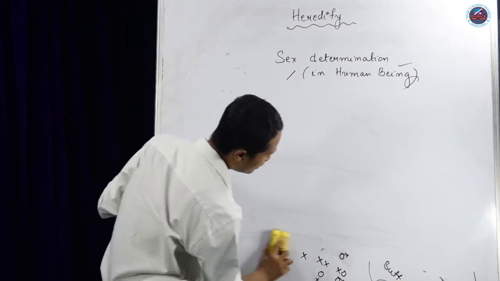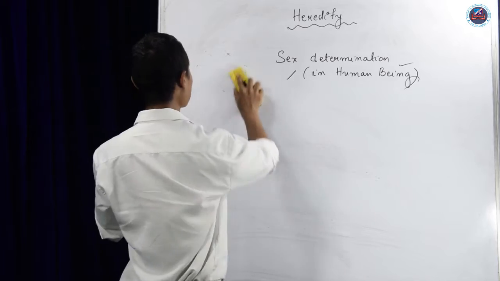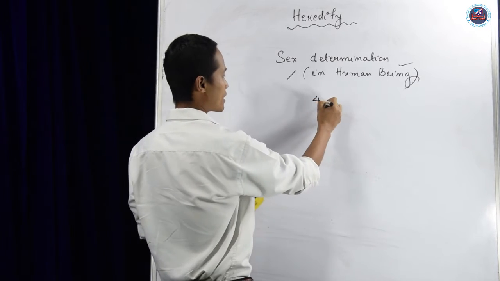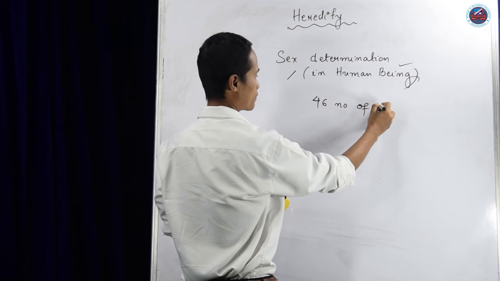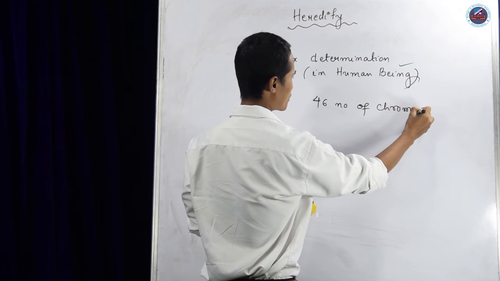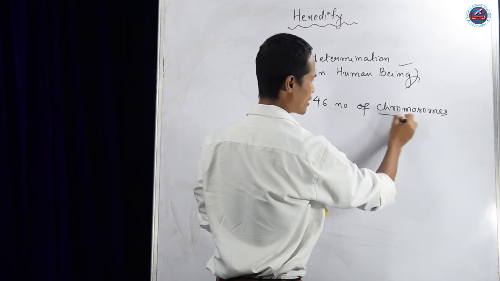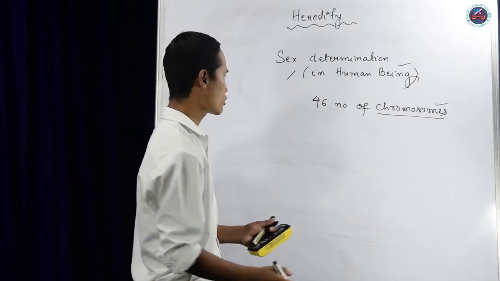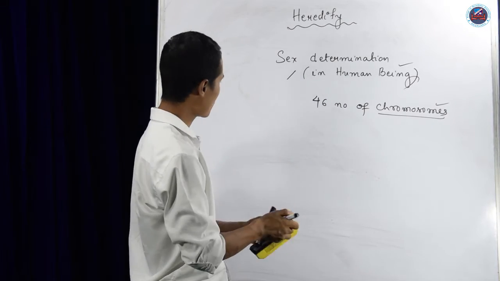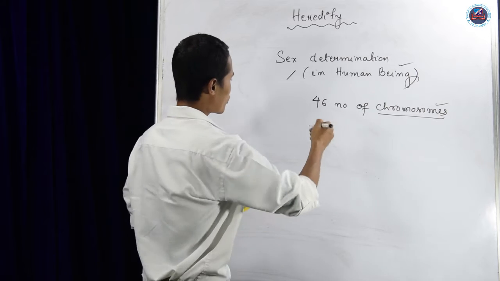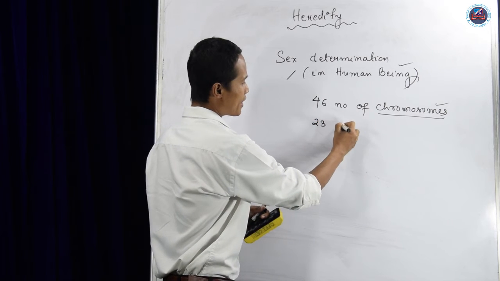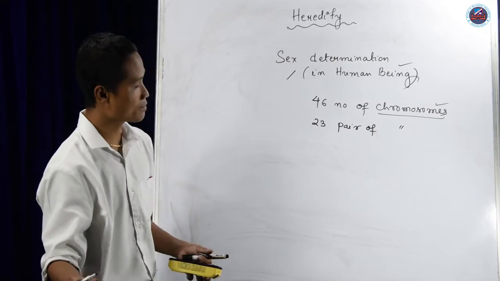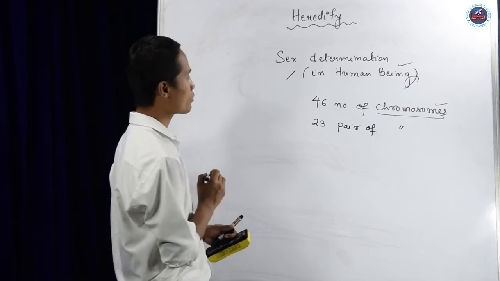We know that human beings have 46 chromosomes, right? What are chromosomes? Chromosomes are thread-like structures that contain your genetic information. So we have 46 chromosomes, and we can also say that there are 23 pairs of chromosomes. So that statement is also correct. We may use 23 pairs of chromosomes or 46 chromosomes.